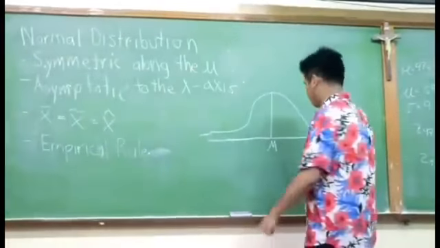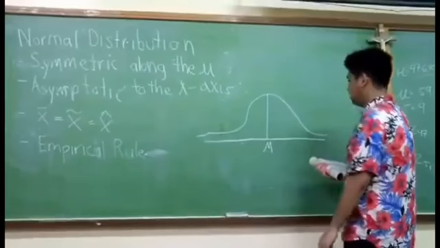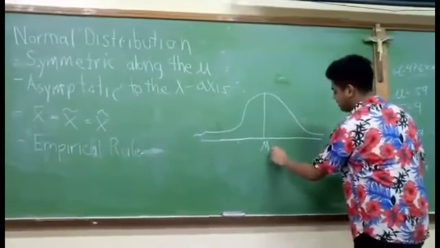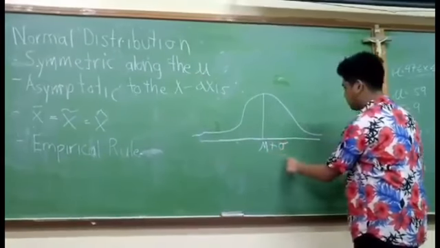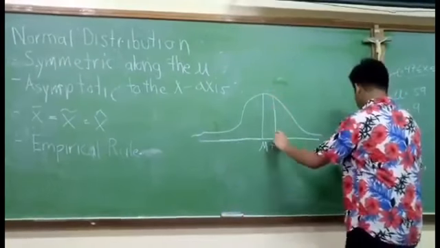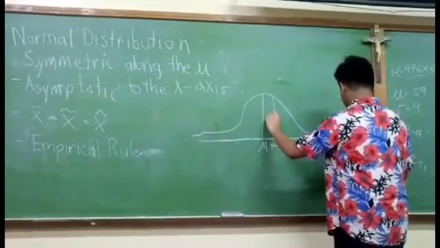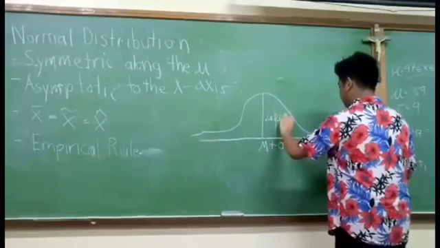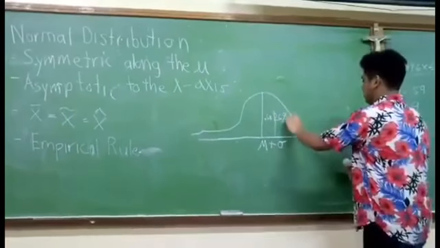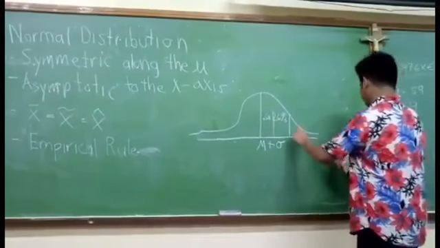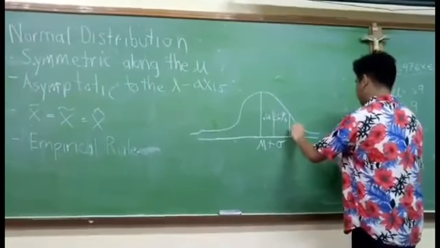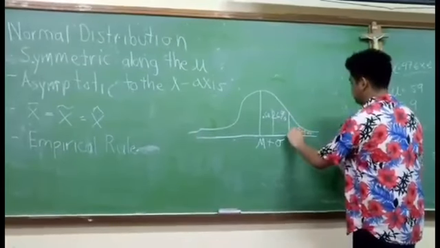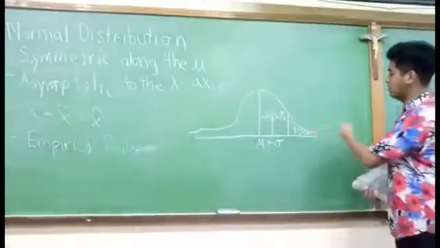Now, what is the empirical rule? The empirical rule is something like this. One standard deviation plus and minus the mean is equal to 0.68, or 68.26%. And if we add another standard deviation to the mean, we go to 0.95, or 95.44%, and so on until infinity.